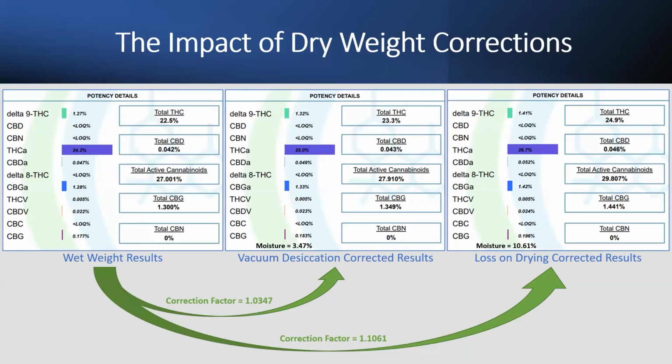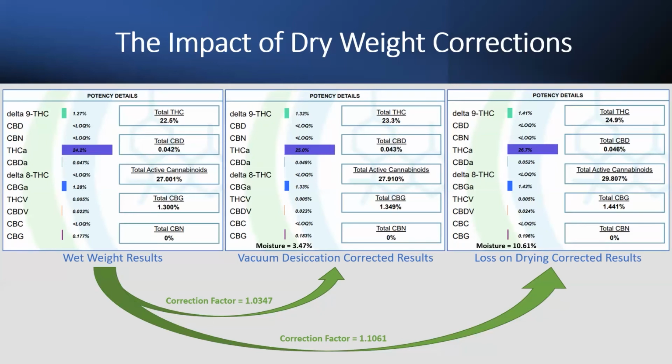And then the loss on drying sample, we have a moisture of 10.61%. So in this instance, the correction factor for that result will be 1.1061. And this will increase the THCA result from 24.2% to 26.7% and increase the total THC value from 22.5% to 24.9%.